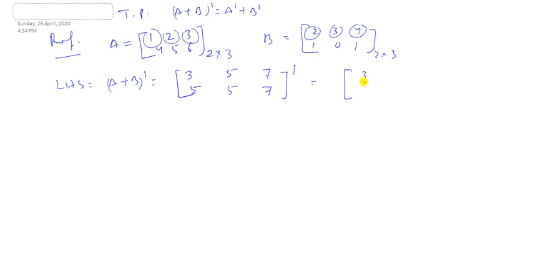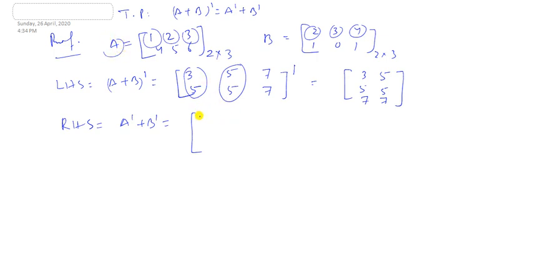Look at the answer, this will be 3 and again 5 here, because this column will be converted into row. Again 5 and 5, this column will be converted into row, and this is 7 and 7. Similarly, if I go for RHS, it will be A dash plus B dash. So now let me ask, what is A dash?